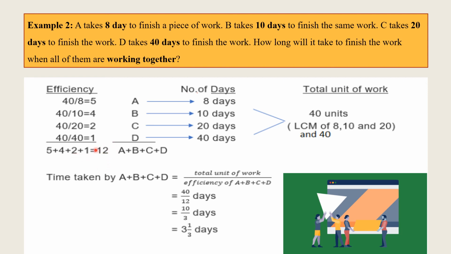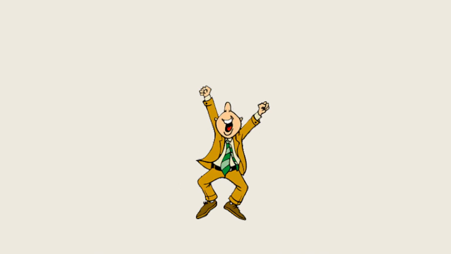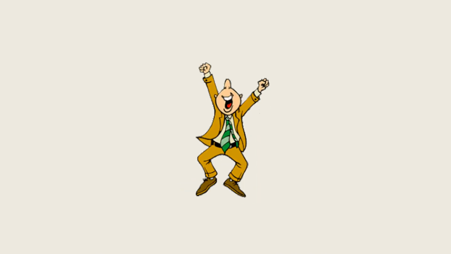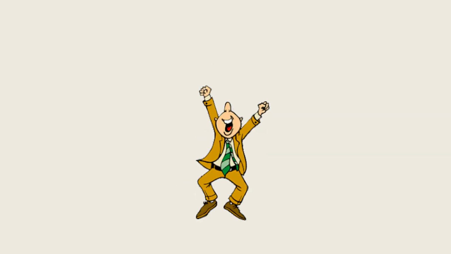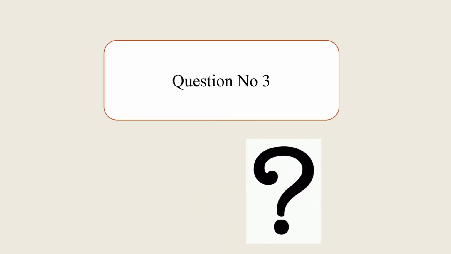Now we will move to our final step, that is time taken by all of them together, that will be our step 1 divided by step 3. So our answer comes to be 40 by 12, that is 10 by 3 days. So it's easy and we have solved such kind of problems. Hope you are comfortable with these 4 steps, and now henceforth you can solve this kind of problems within a few minutes easily. Now let's increase the difficulty level of this kind of problems, and let's move towards question number 3.